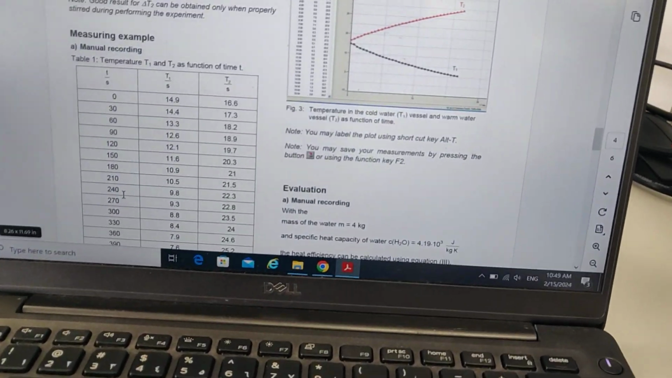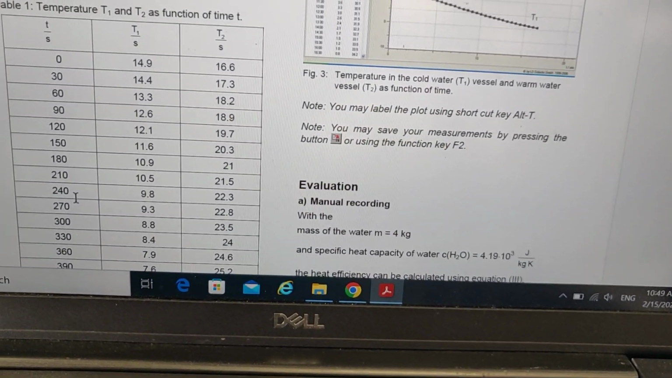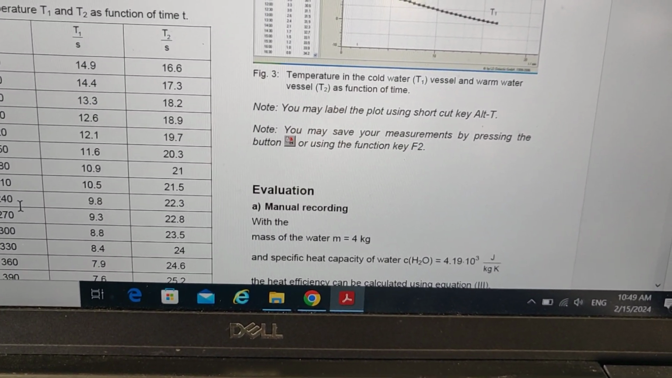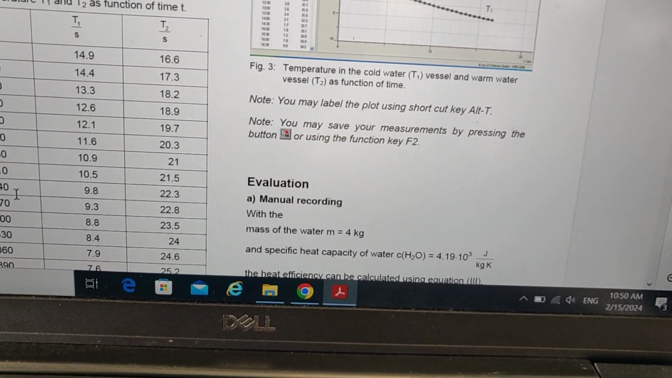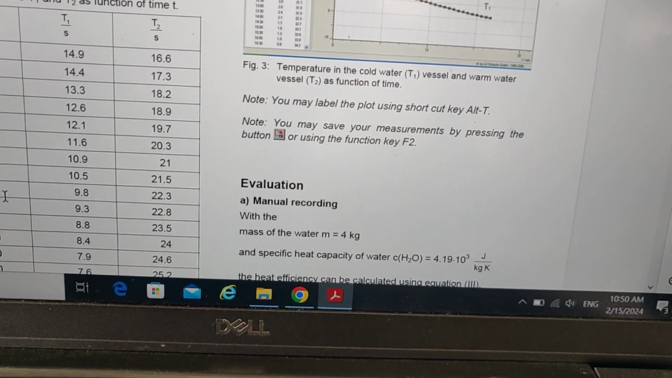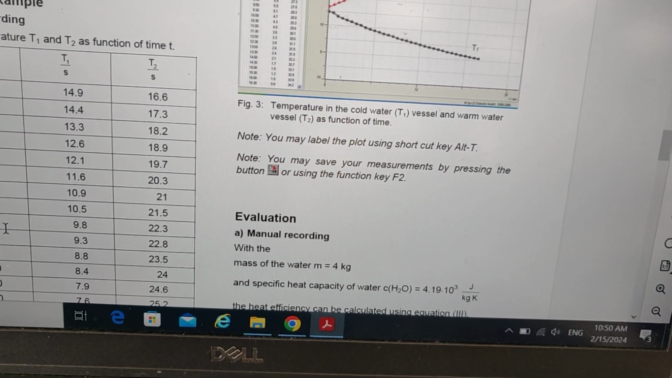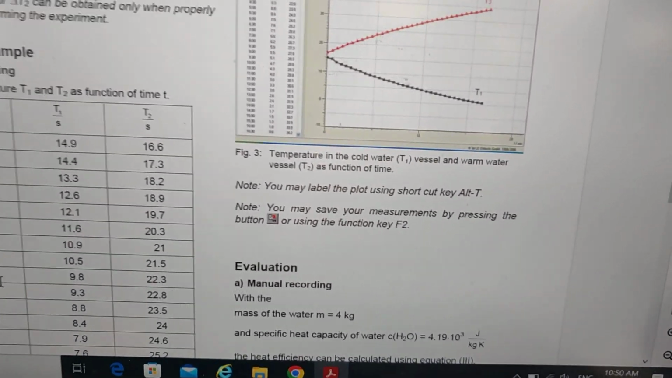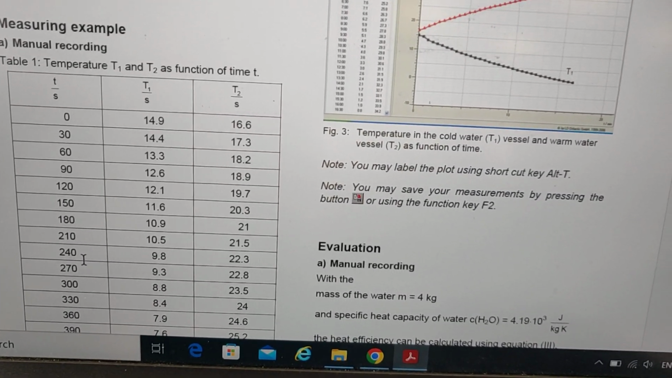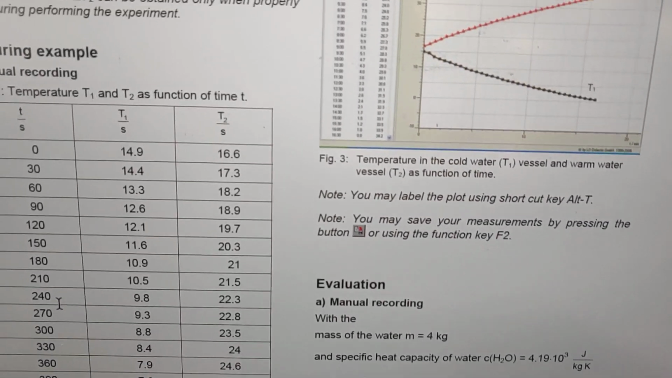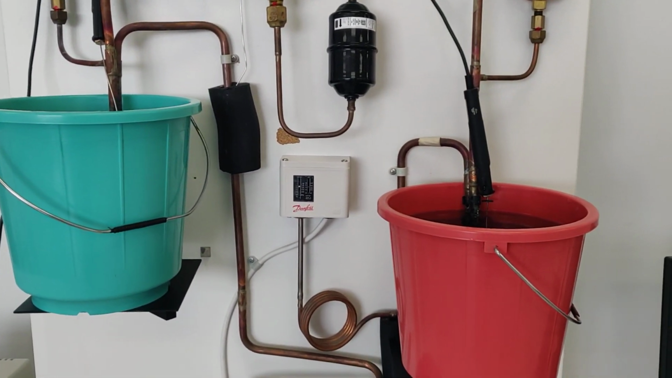So right here on the screen you could see the manual, and inside the manual this is the data collection table. Time is the first column, temperature second column, third column another temperature. We are basically measuring two temperatures here, temperature of water in the left side bucket and temperature of water in the right side bucket. Left side bucket is referred as evaporator, right side bucket condenser.